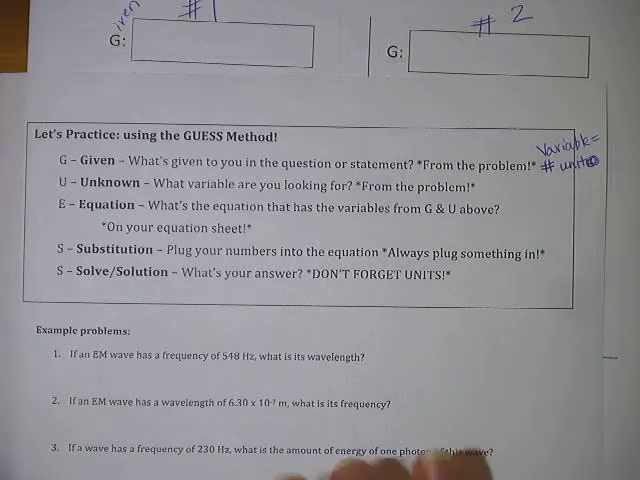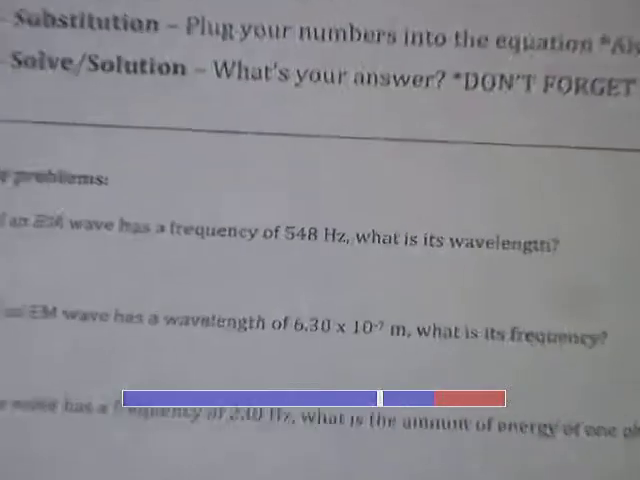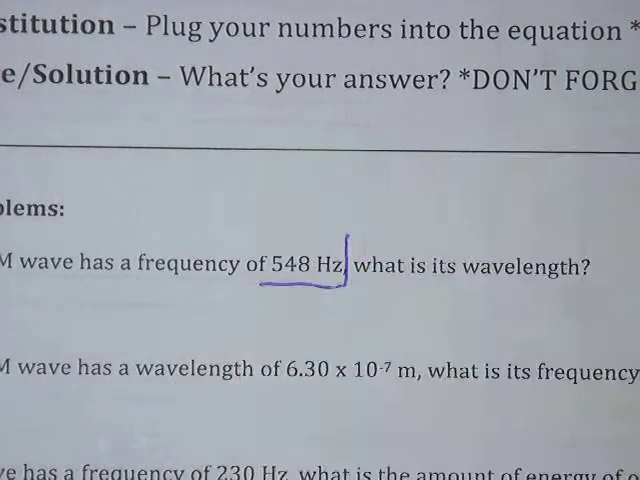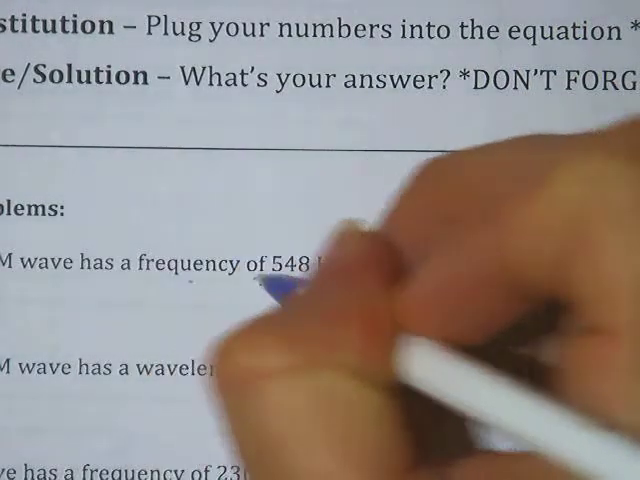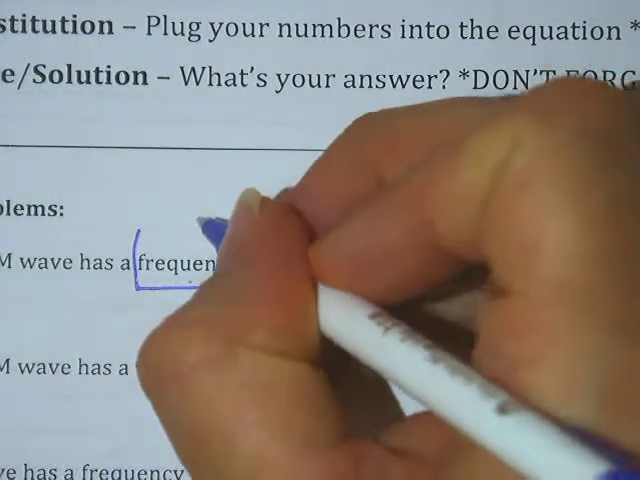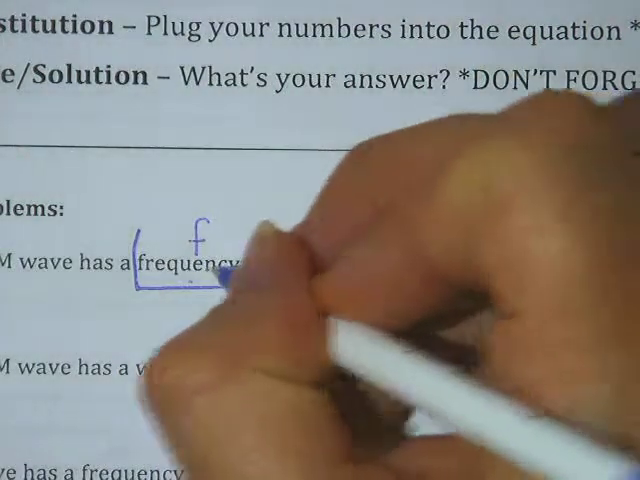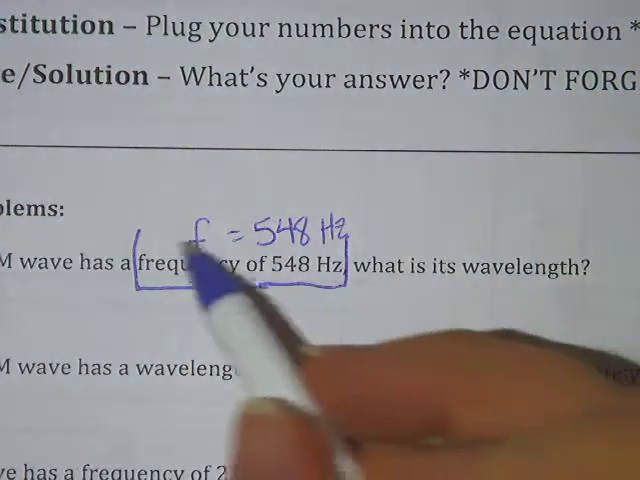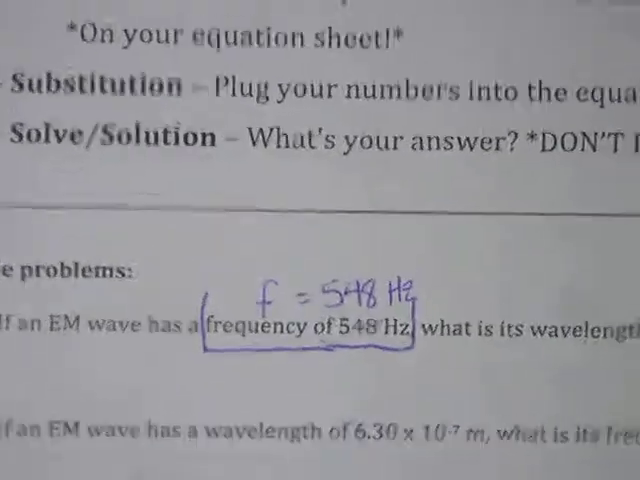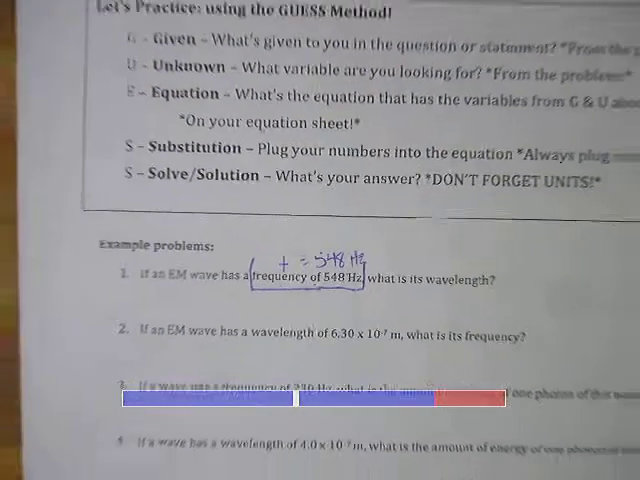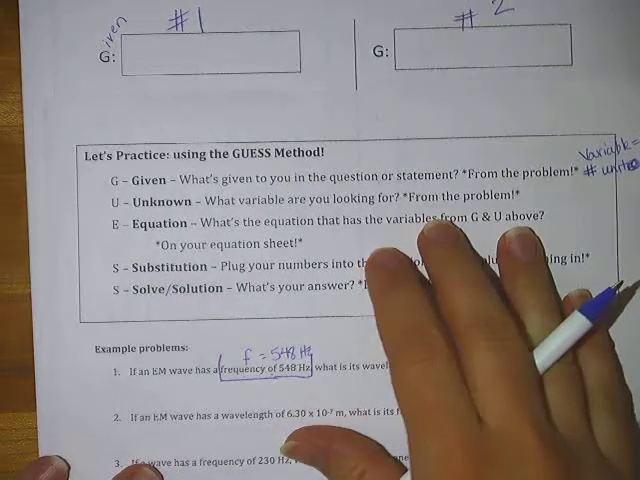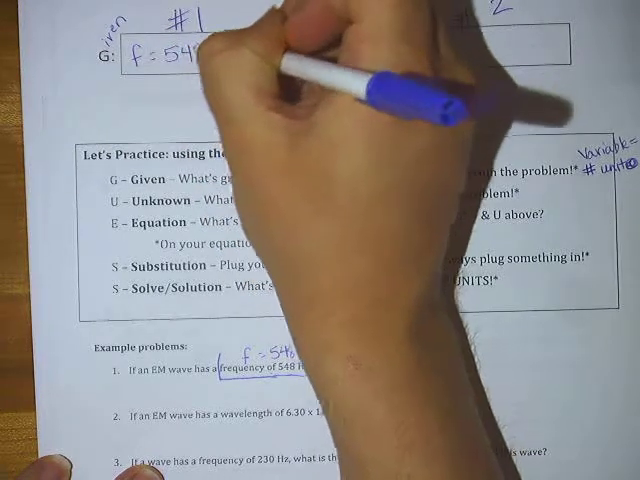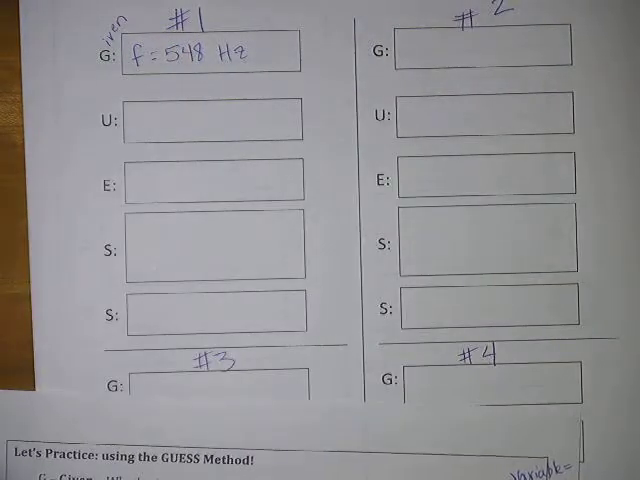So if we look in number 1, I see a number and a unit right here, 548 hertz, and the variable it goes with, they say it is a frequency of. So our variable for frequency is f. Frequency of 548 hertz, f equals 548 hertz. And this is what we're going to put in the G box, the given box, when we're showing our work. So f equals 548 hertz. That is what they have given us right there.